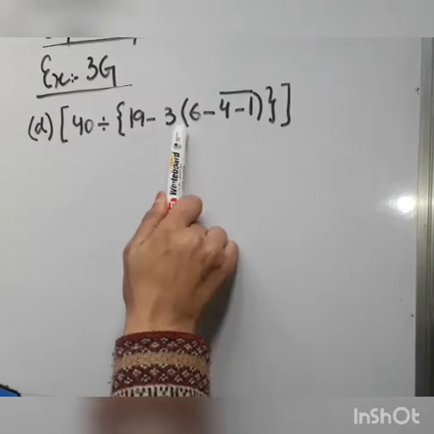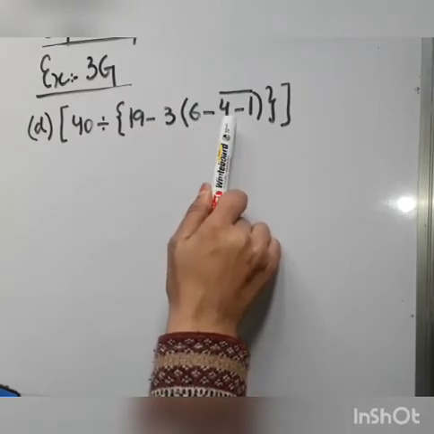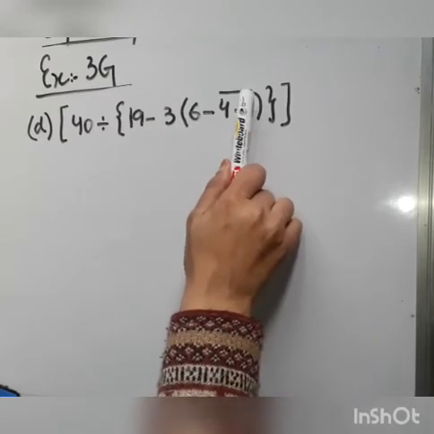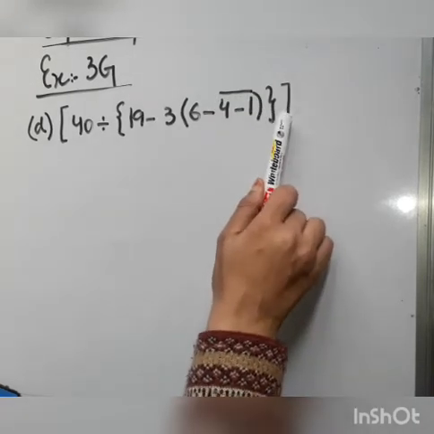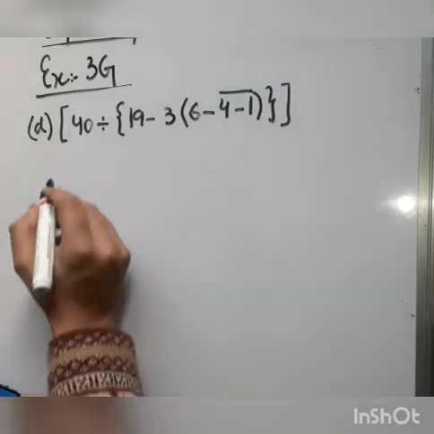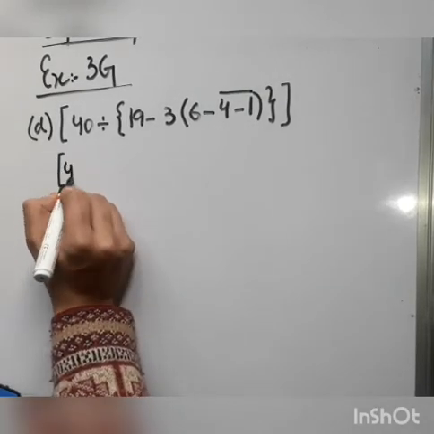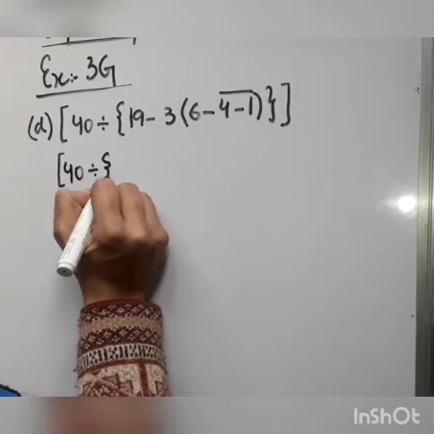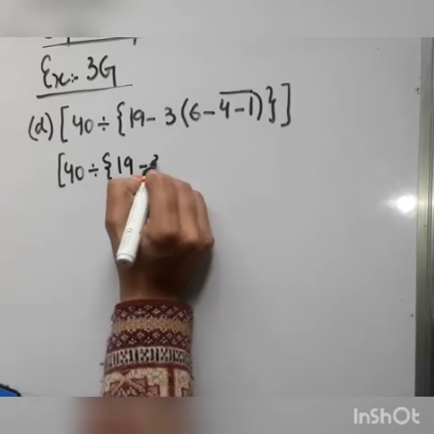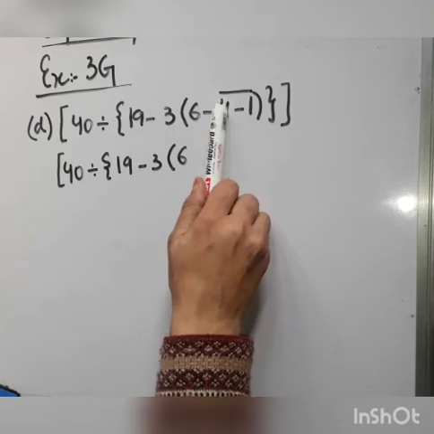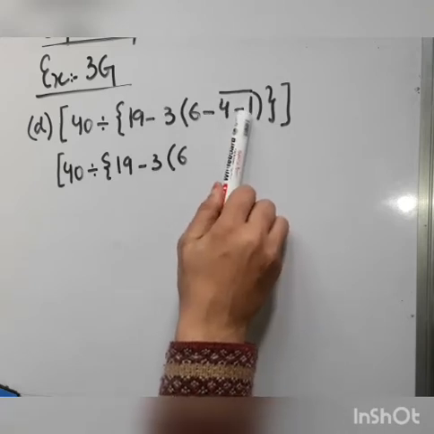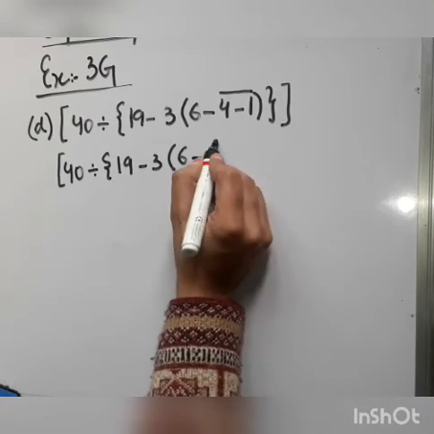Here we have the vinculum, that is this line bracket, then small brackets close, curly brackets close, and big brackets close. So first we'll write like this: 40 divided by curly braces 19 minus 3, then small brackets 6. Then here we have line brackets. It means first we have to solve this. 4 minus 1 is 3. So 6 minus 3.